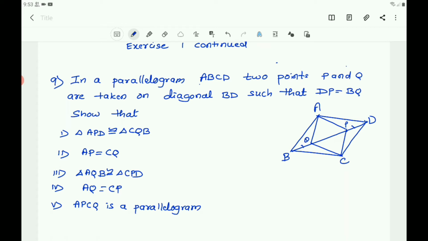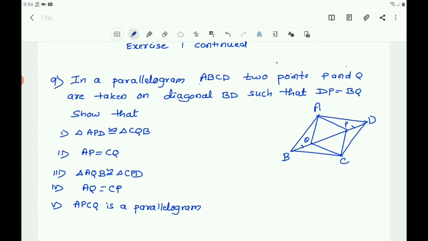Show that first one, triangle APD is congruent to triangle CQB. Second, AP equals CQ. Third, triangle AQB is congruent to triangle CPD. Fourth, AQ equals CP. Fifth, APCQ is a parallelogram. Here we have to prove these 5.